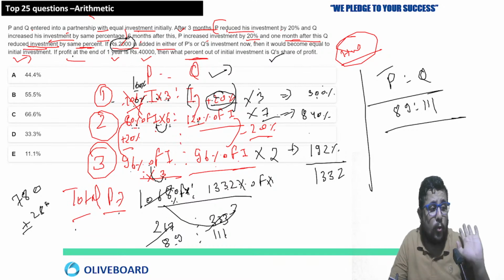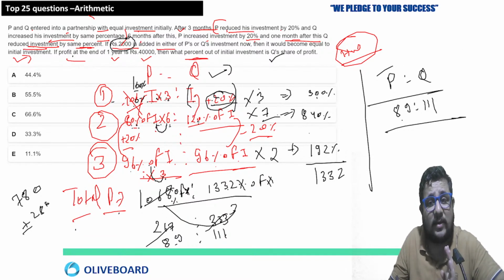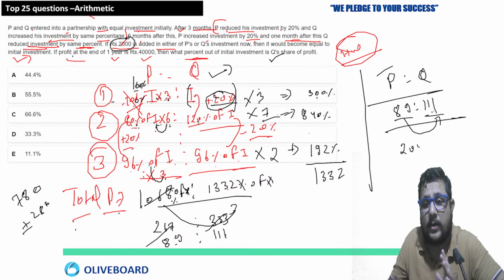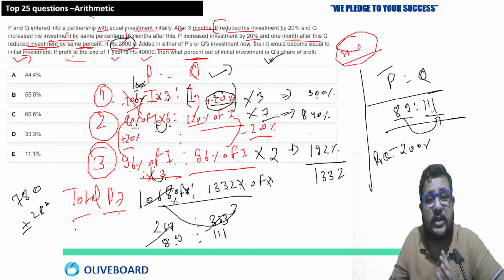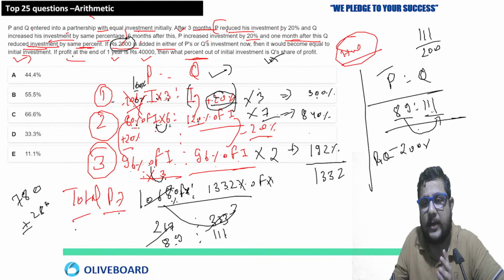I have not used the profit given at the end of the year or anything. I'm using only the given data, even you can calculate. Now 89 ratio 111. Total profit is going to be what? 89 plus 111 means 200x, P plus Q. Now they are asking about what? Q share. So Q share is going to be 111 upon 200. See, from here I am only saying multiply 100%. So 0 to 0 cancel, by 2 just cancel, 55.5%.